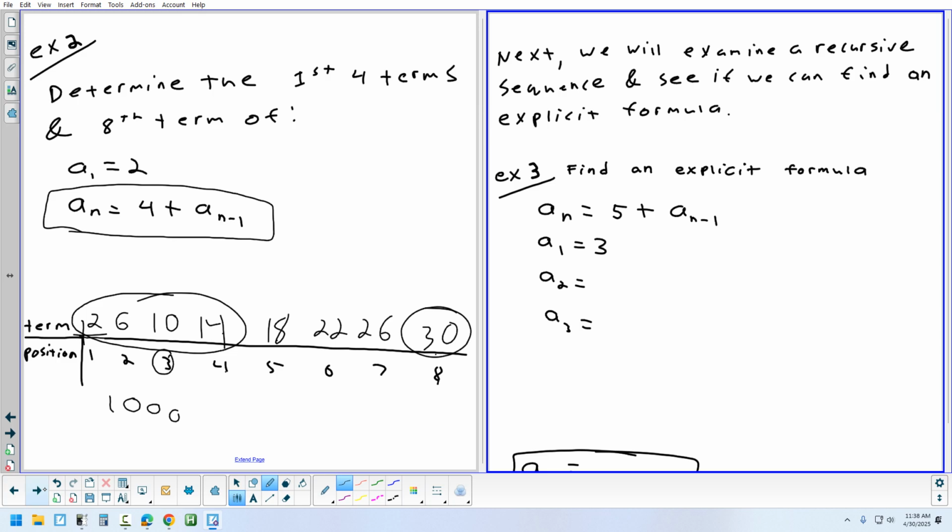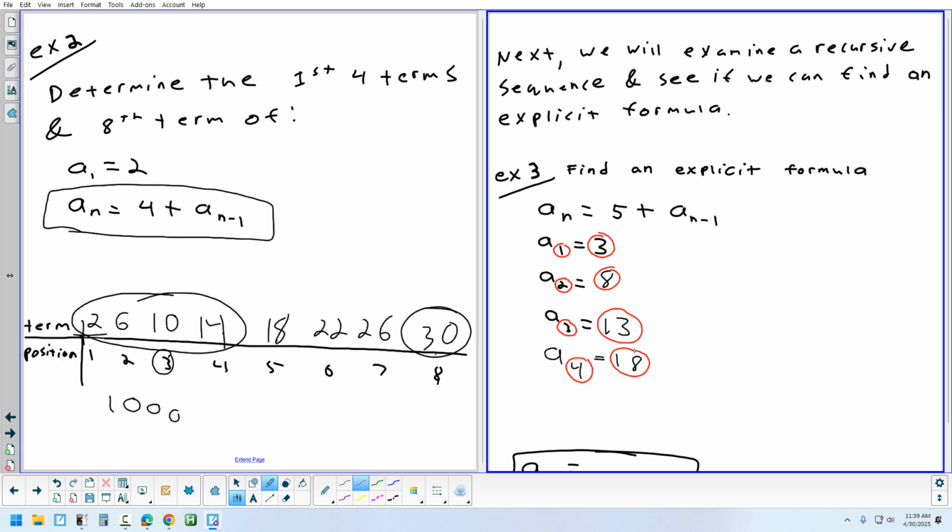8. And the third term? 13. And let's do it more. What's the fourth term? 18. Okay, so to make this explicit, the goal is to look at the position and turn that into the number. How can you turn 2 into 8? How can you make 3 into 13? So you've got to find a formula where you can plug in this number and get that number.